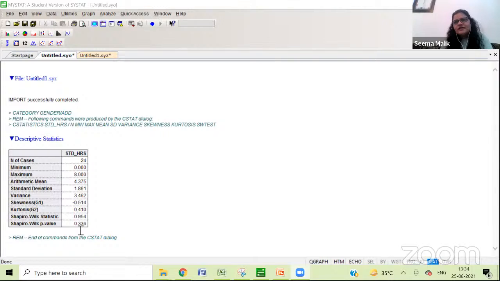In SPSS we have the KS test along with the Shapiro-Wilk test, and in MYSTAT we have the Shapiro-Wilk test. In finance, when you are analyzing panel data or time series, you have the Jarque-Bera test. All these tests indicate one thing: if the p-value is greater than 0.05, the data is normal. Here the Shapiro-Wilk p-value is 0.336, which is greater than 0.05, so our data is normal.